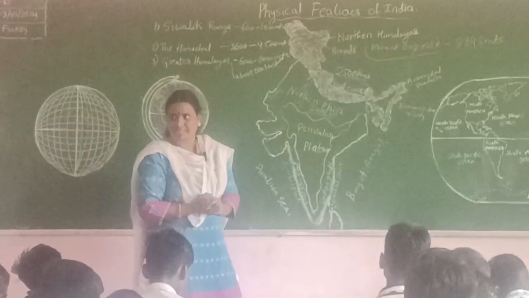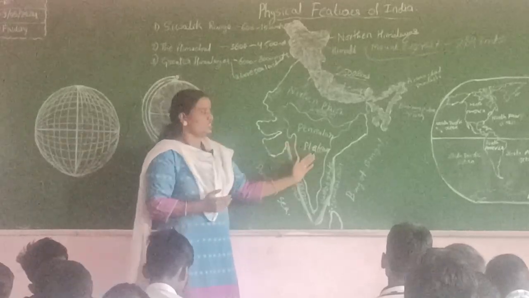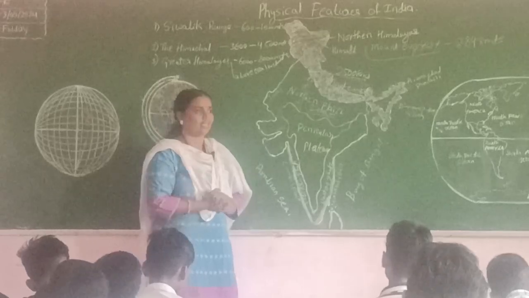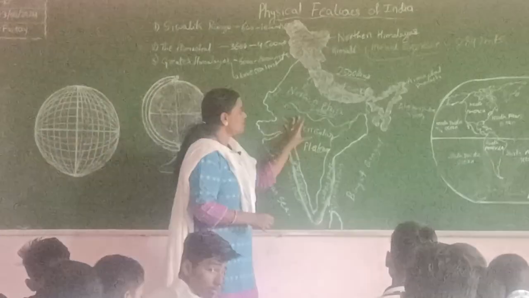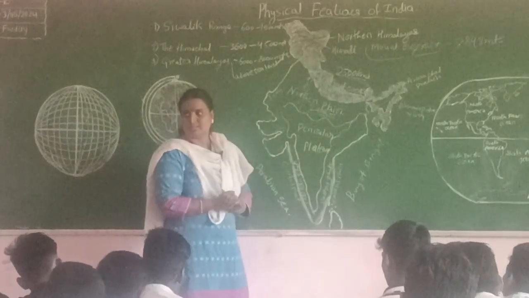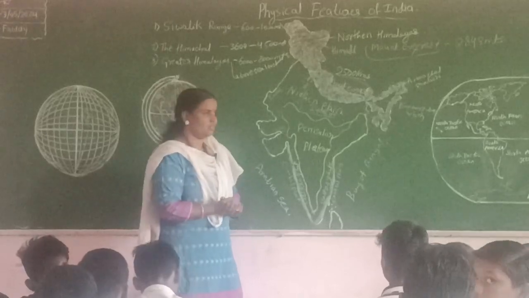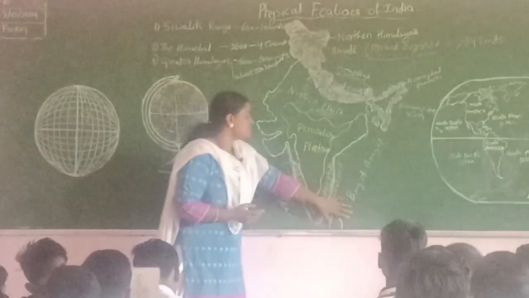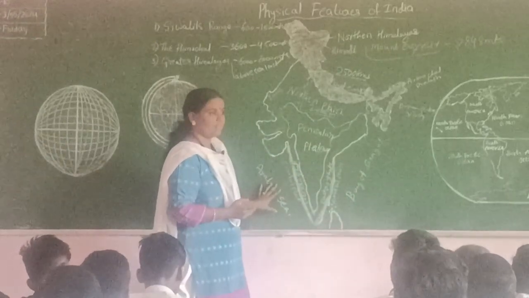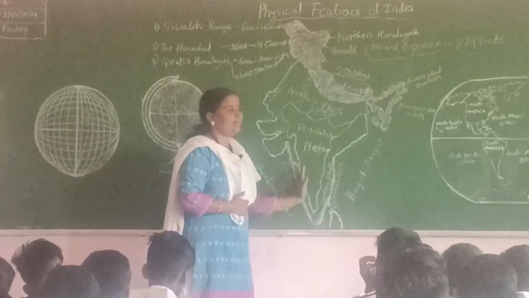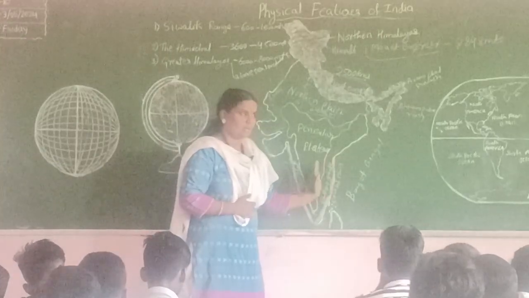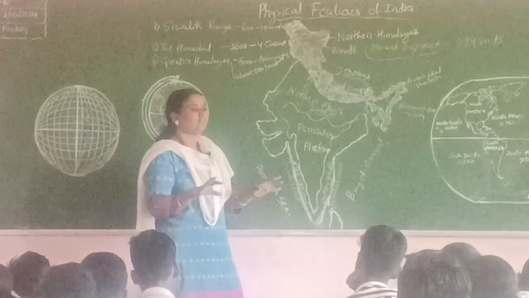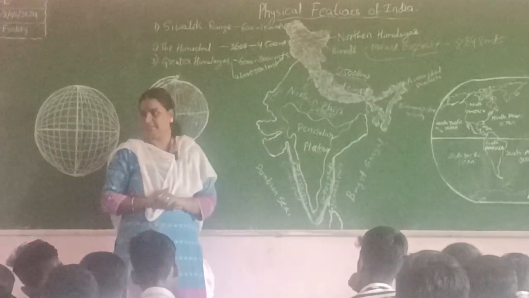This much. Okay. And the next part is the peninsular plateau, which is very strong. The peninsular plateau is made up of black soil and red soil. It is at a minimum of 400 to 500 meters above sea level. So here we can use it as a living place for human beings.